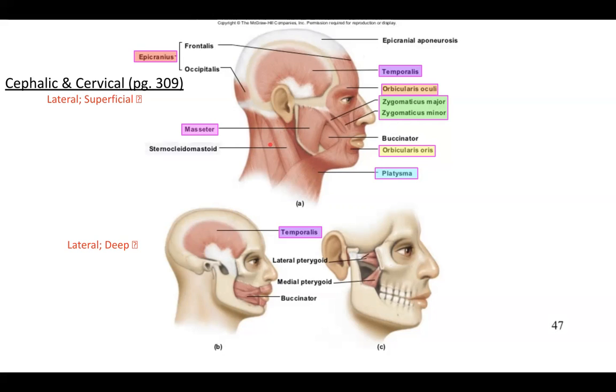Our last one here is more of a neck muscle, but the sternocleidomastoid comes up in a diagonal line from its origin down in the sternum and clavicle up to the mastoid process of the temporal bone. That's where this name comes from: sternum, clavicle, mastoid process. Whenever it contracts, it is going to help to rotate the head. And you have one on the right side as well as on the left side, so you can turn your head to the left and to the right.